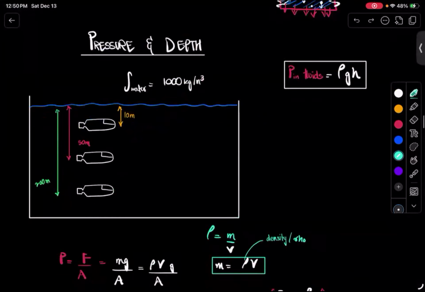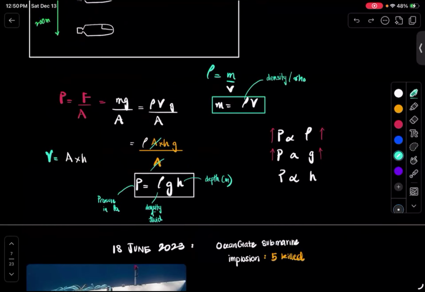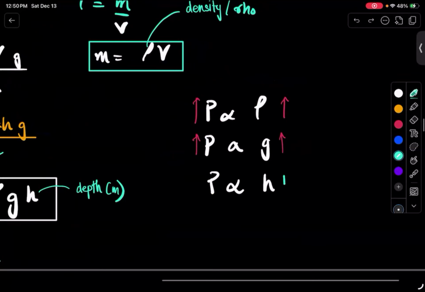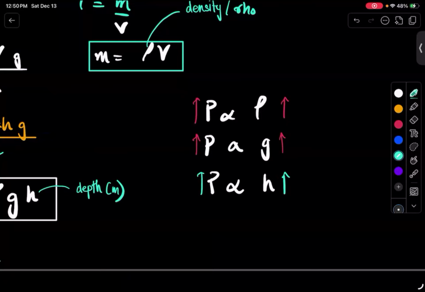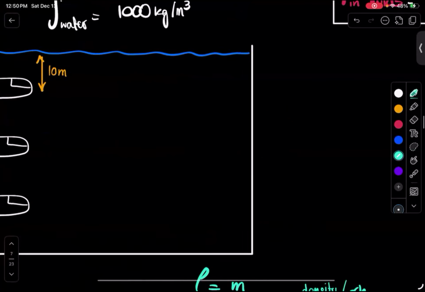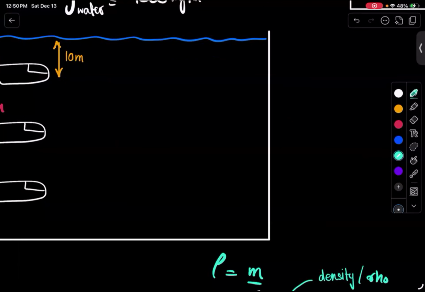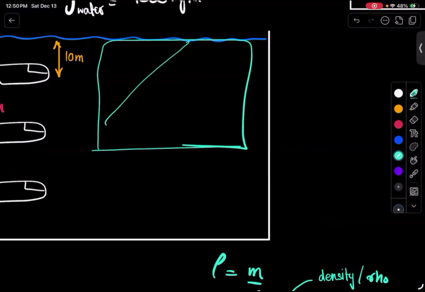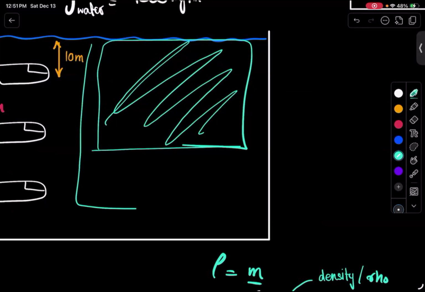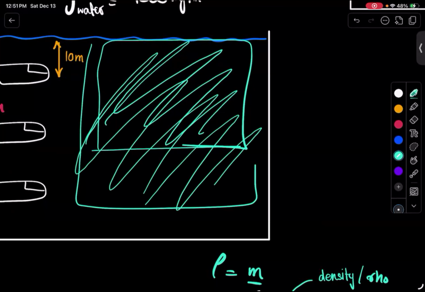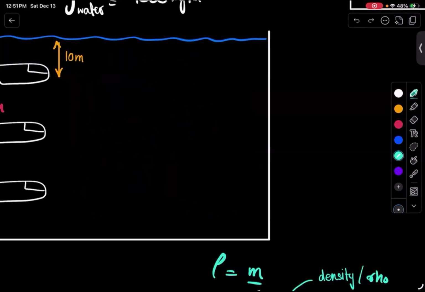Okay, sounds good. Then what else? Oh yes, now if you increase the depth, then pressure is also going to increase. Why? Because think about it, if you go deeper, then that means you have the weight of all of the molecules above you which are pushing you down. If you go even deeper, then you have even more molecules that are pushing down on you. So that's why pressure on you would also increase then.